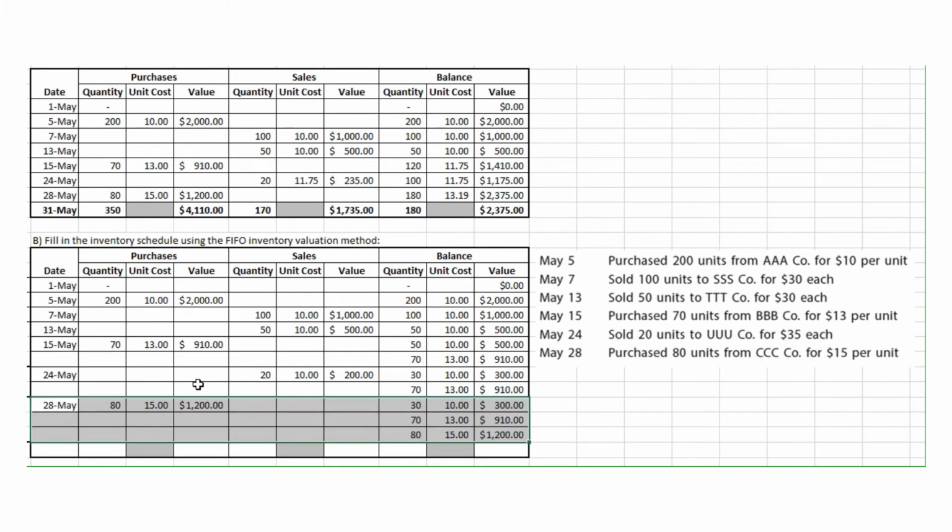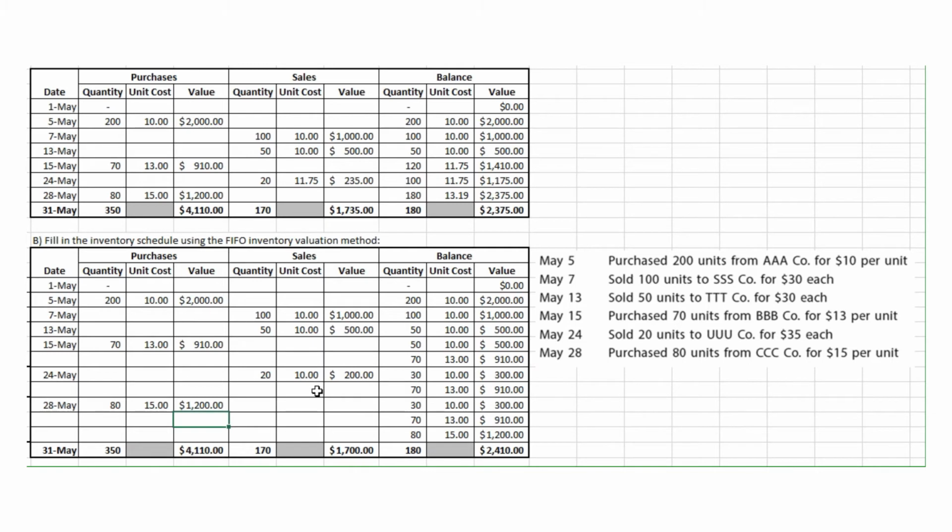Last item says on May 28th, we purchased 80 items at $15. So our closing inventory will consist of 30 items at $10, 70 items at $13, and 80 items at $15. So the difference in this situation is we still purchased 350 items. The total purchases were still 4,110.